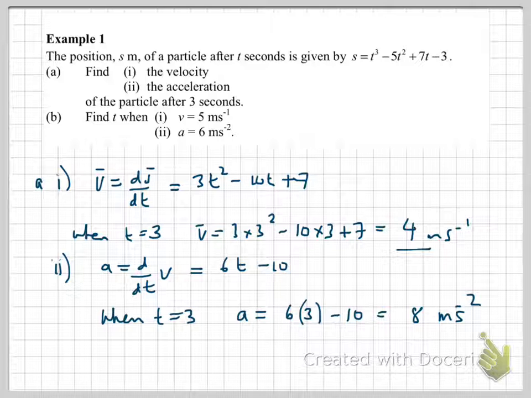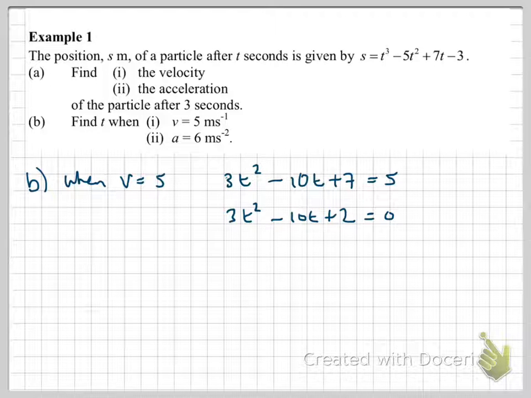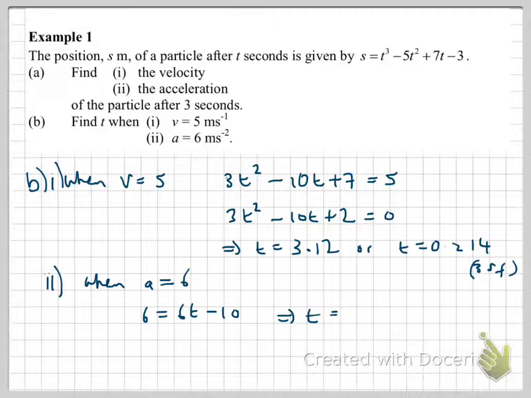You might want to have a go at part B before we go over the solutions. Right, now let's look at part B. This time we want to find out t when we've got a value of v of 5. And so we can go back to our original equation, which we derived. So we've got 3t squared, take away 10t plus 7 equals 5. We can rearrange that and solve that quadratic. That gives us two values of t. It gives us 3.12 and also 0.214. So given it's a quadratic, there's actually 2 points during the motion where the velocity is 5.